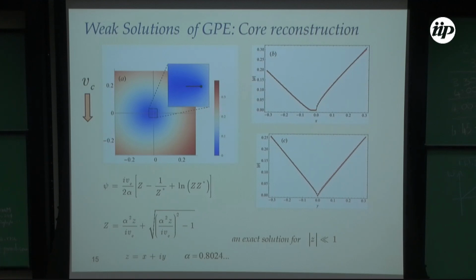Sure. This is, no, this is not the density, it is the square root of the density. Okay, so these are numerical solutions which we get. We got it a long time ago. It took us 2 years to believe that they are correct.